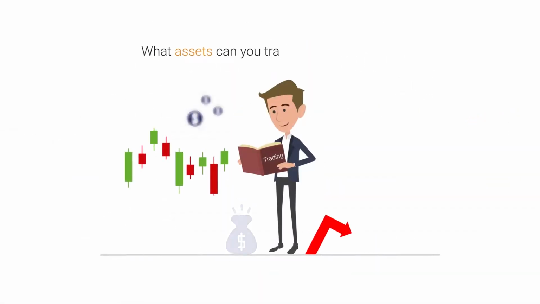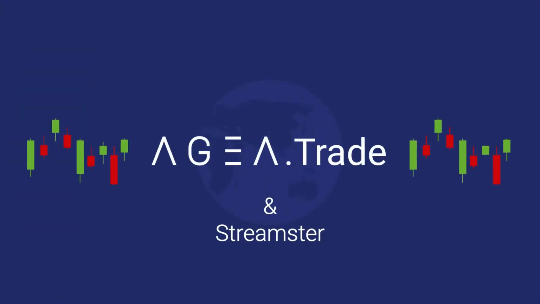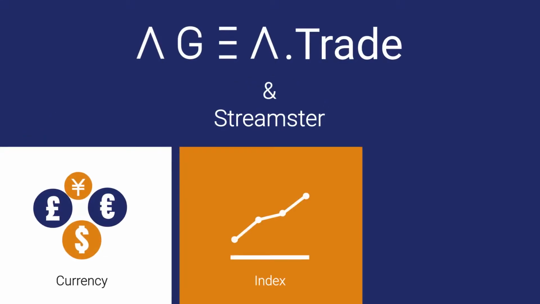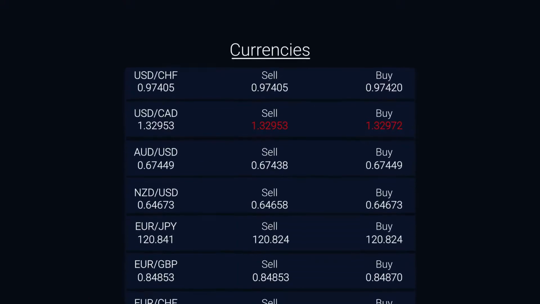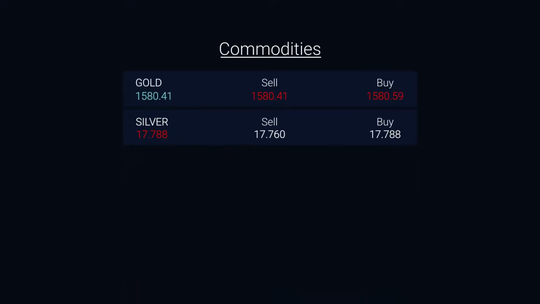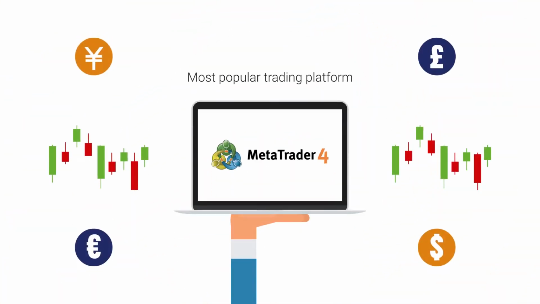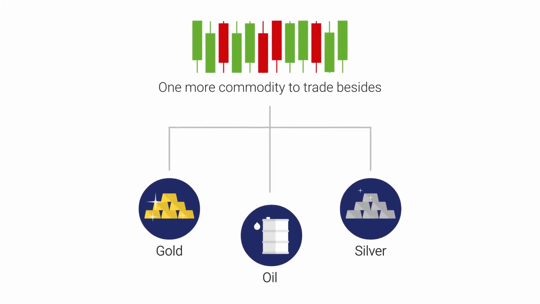What assets can you trade on our platforms? Agea Trade and Streamster are powerful trading platforms, which offer currency, index, and commodity contracts. There are 17 most traded currency pairs, 2 commodities, gold and silver, and 6 indices. We also offer the most popular trading platform, MetaTrader 4, which has 30 more currency pairs and 1 more commodity to trade besides gold and silver, oil.